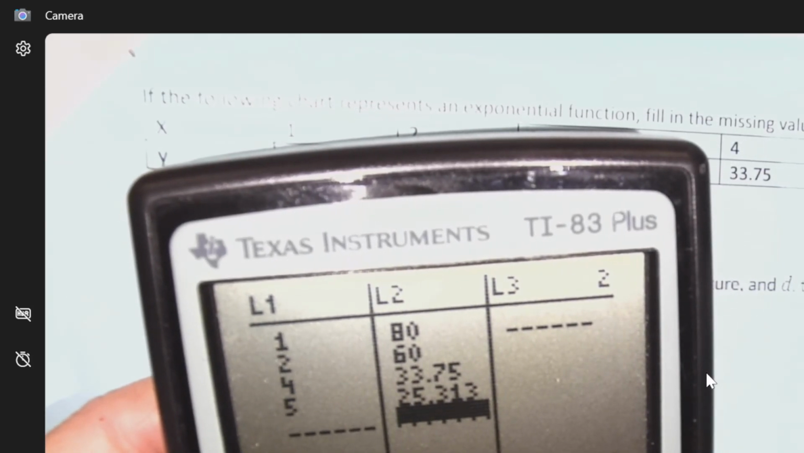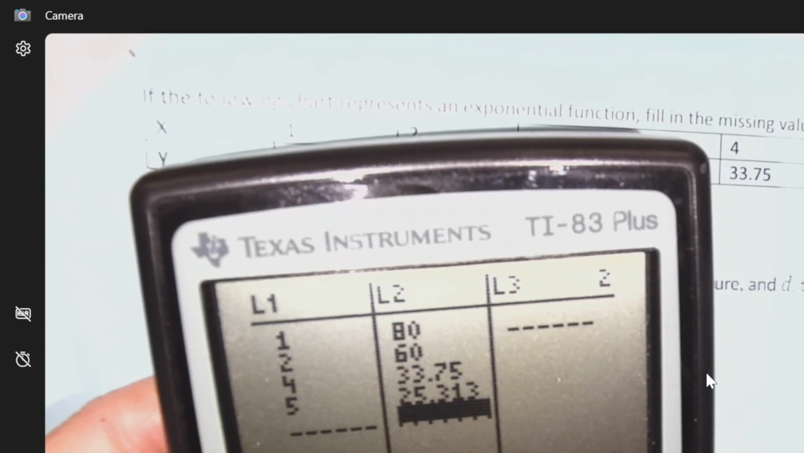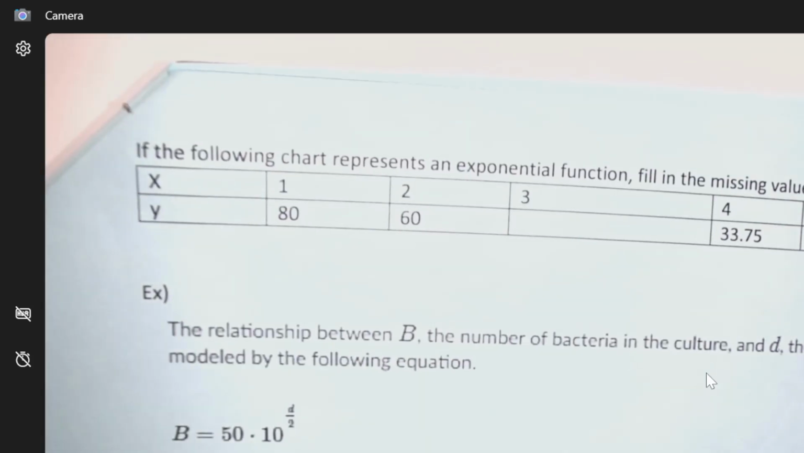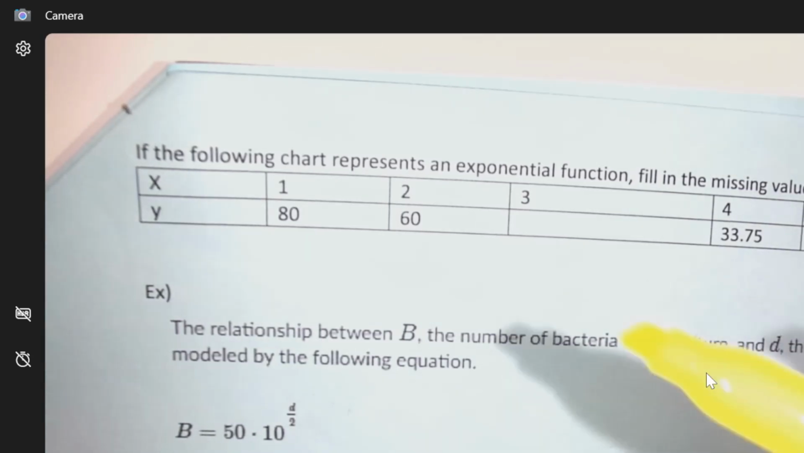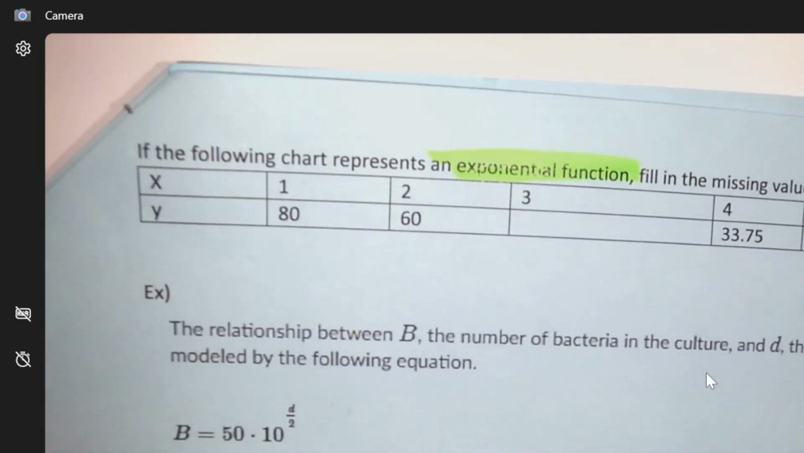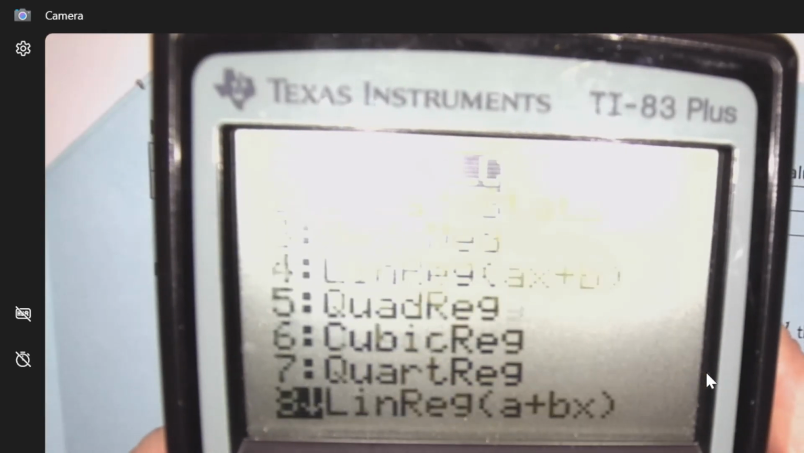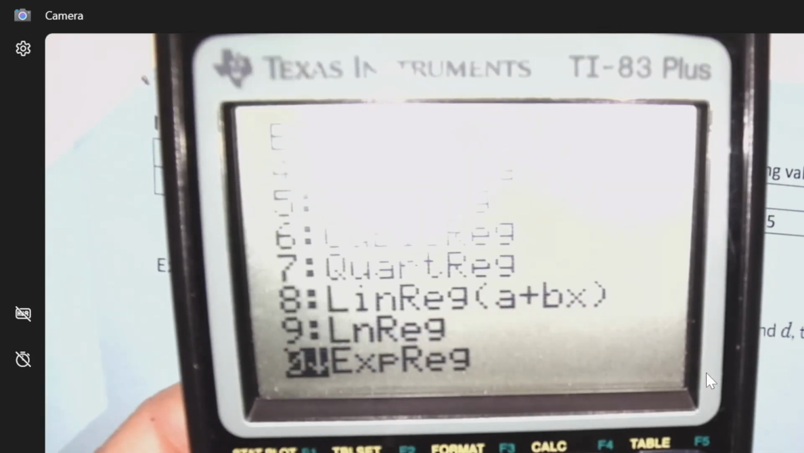Okay, good. I'm going to go Stat Calculate, and it told me there's an exponential function here, so it told me that. So I'm going to go down to option 10.